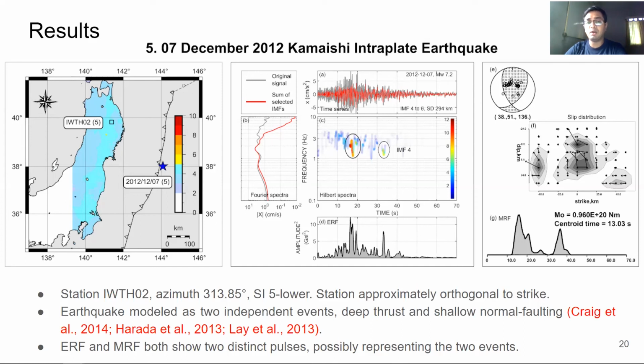Our ERF and MRF show two dominant pulses of around 10 seconds each and a total duration of 30 seconds. This result showcases the ability of our technique to resolve complex ruptures, including those with sub-events.